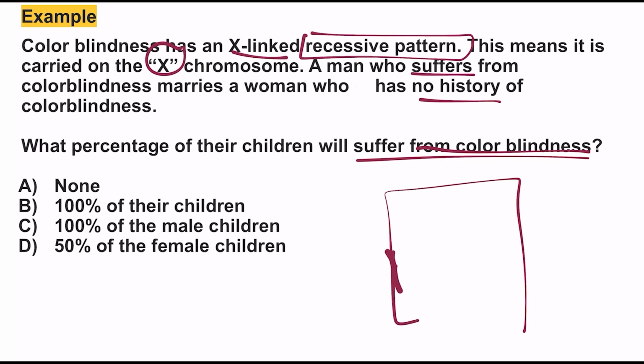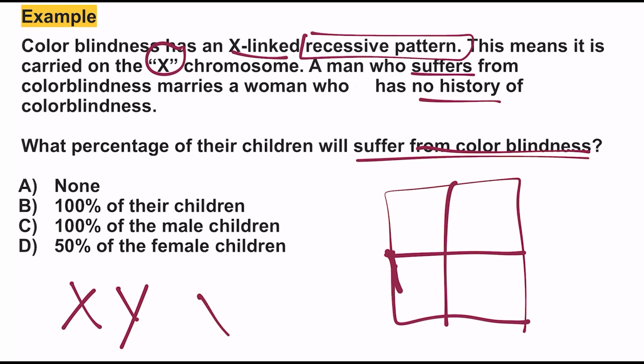Well, when in doubt, Punnett square it out. Let's figure out the genotype for the man and the woman. As we mentioned before, a man has an XY pairing and a woman has an XX pairing, and color blindness has an X-linked recessive pattern.